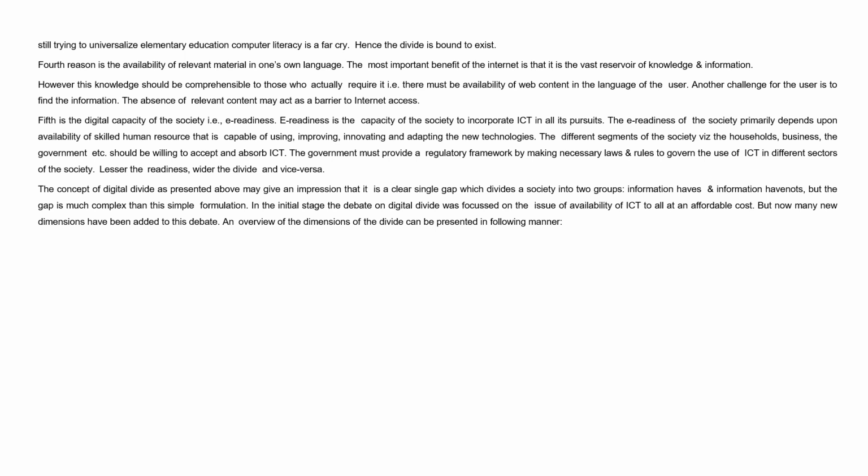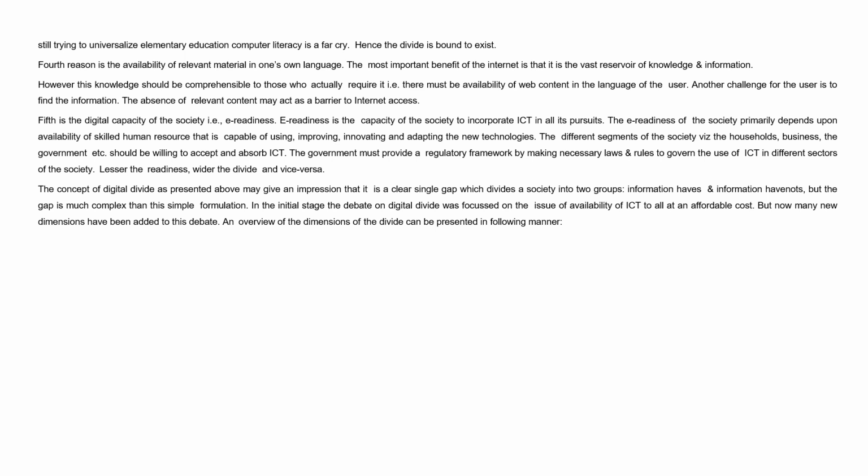Fourth reason is availability of relevant material in one's own language. The most important benefit of internet is that it is a vast reservoir of knowledge and information. However, knowledge should be comprehensible to those who actually require it, that is, there must be availability of web content in the language of the user. Another challenge for the user is to find information. The absence of relevant content may act as a barrier to internet access.